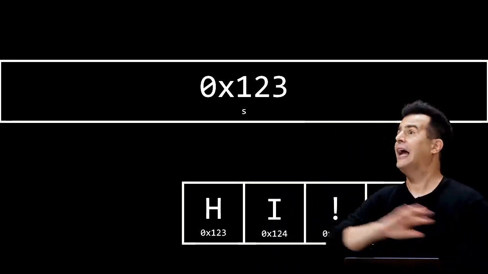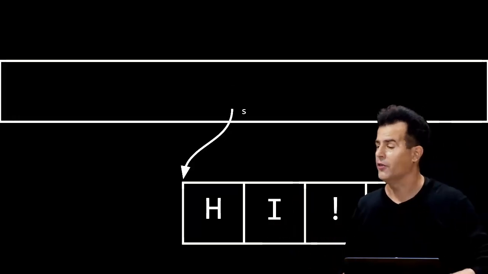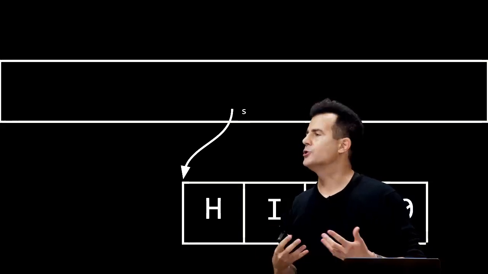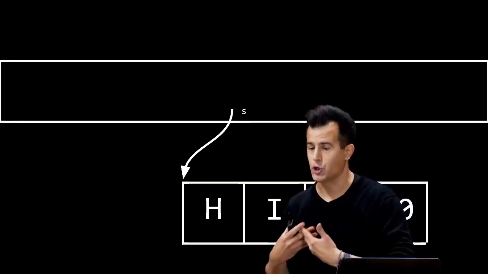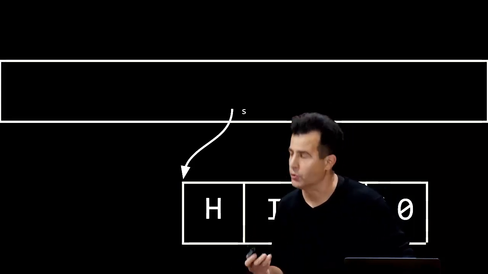And indeed, who cares what addresses these things live at? And so the way you would typically think about or draw this on a piece of paper is literally just with an arrow. S is pointing at a chunk of contiguous memory that is null terminated, so to speak.